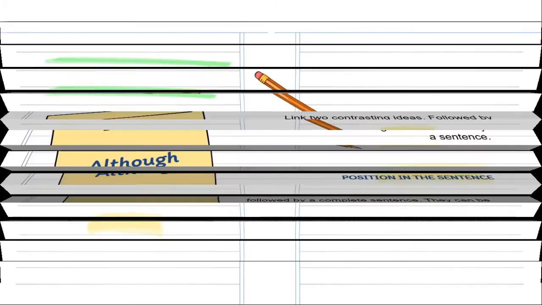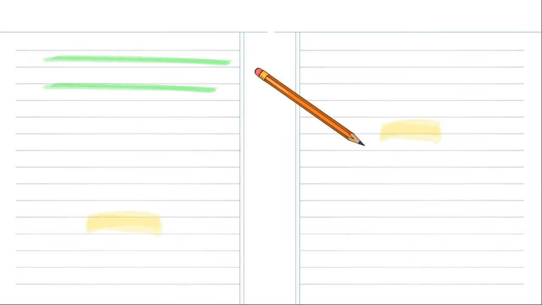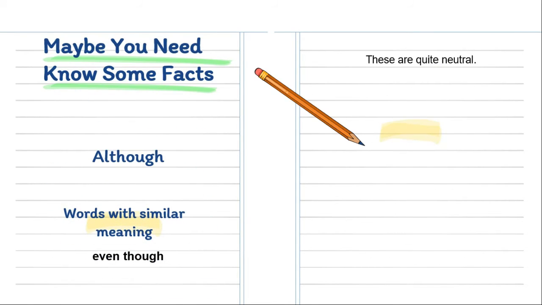Sorry, I will repeat for the previous one. They can be placed in the beginning or in the middle of the sentence. Nah, bisa ditempatkan di depan ataupun di tengah-tengah. Dan biasanya kalau di tengah-tengah, di depan, we used to put a comma after the clause. Okay, is it understood? Let's find out the answer.